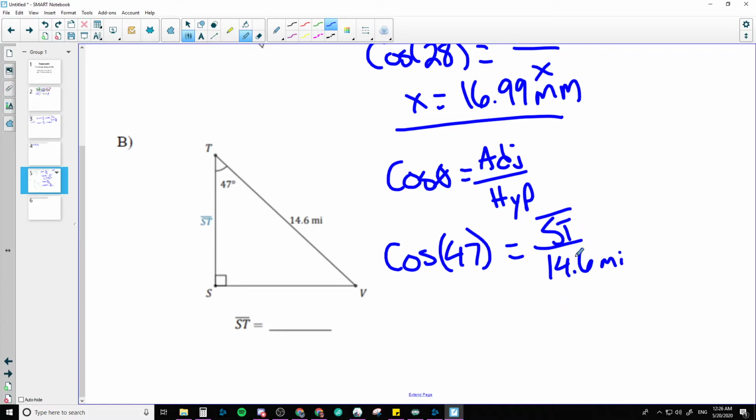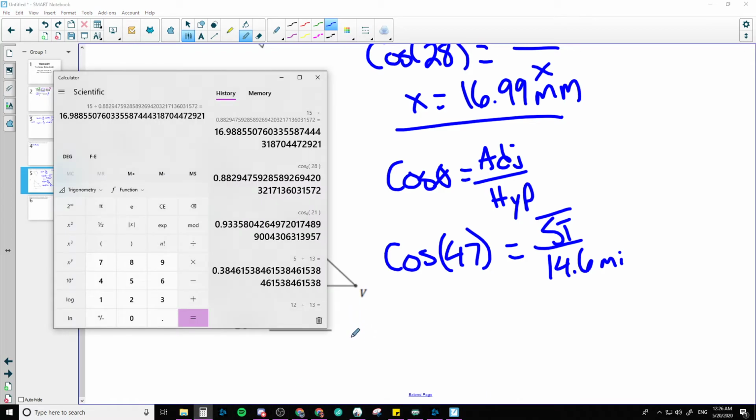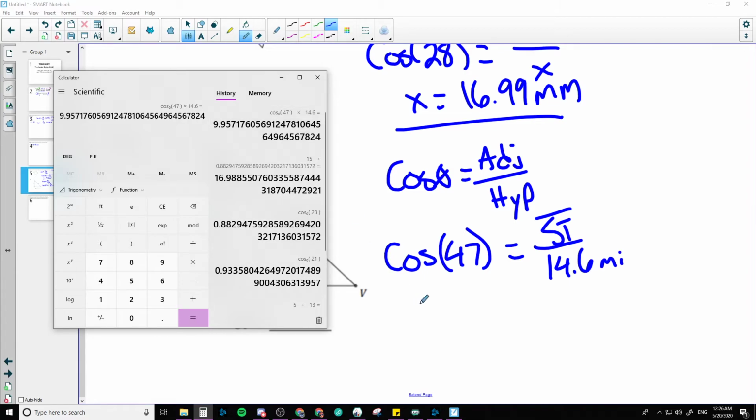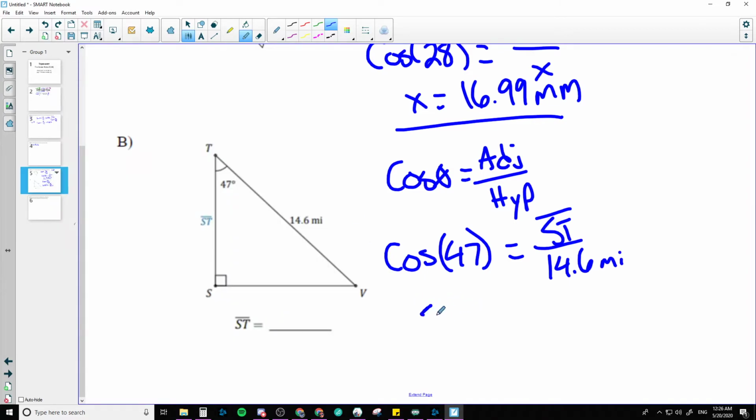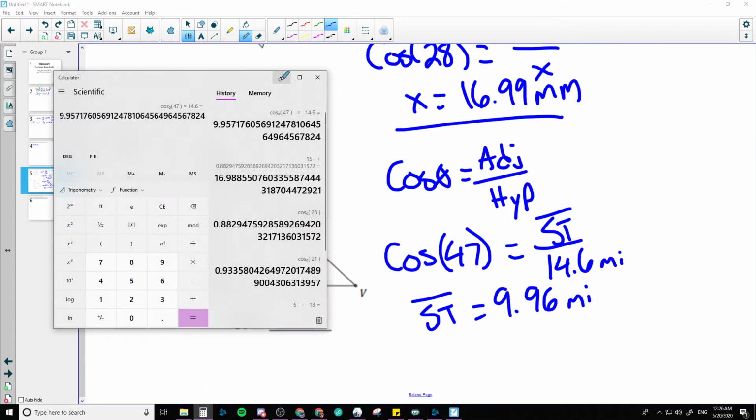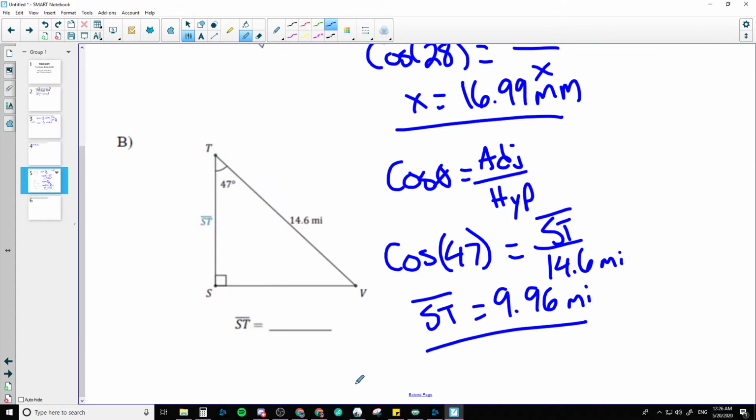Because our unknown is on the top, we can just multiply these together. So now we need to do the cosine of 47. And we're going to times that by 14.6. No, just equals. And that gives us 9.96. So side ST is 9.96 miles. Right, that's what it said, 9.96, yep. 9.96 miles for that triangle.